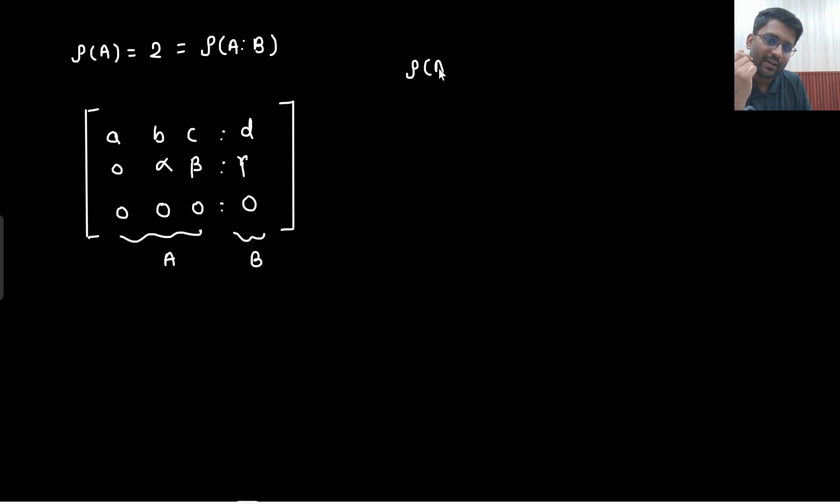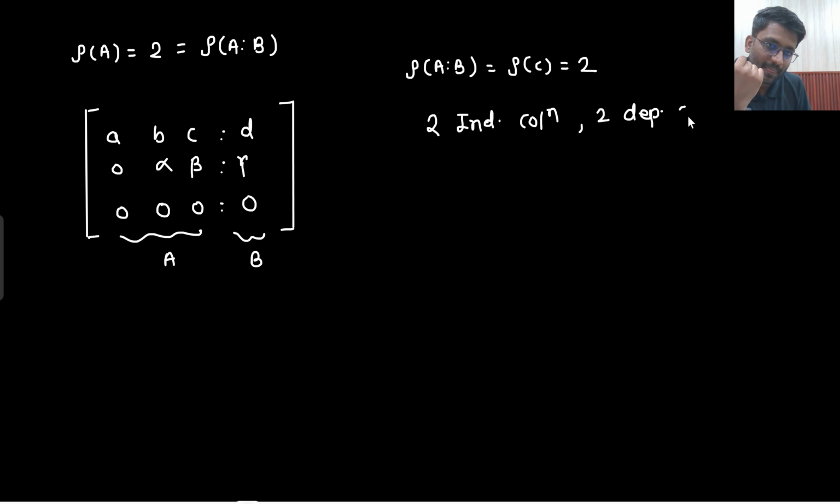If I am saying that rank of A augmented B, or you can say rank of C, is 2, what does that mean? There will be 2 independent columns and 2 dependent columns. So let's call these C1, C2, C3 and C4. C4 could be a dependent column. So C4 will surely depend on C1, C2, C3.